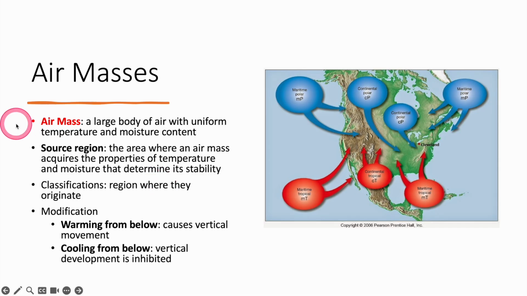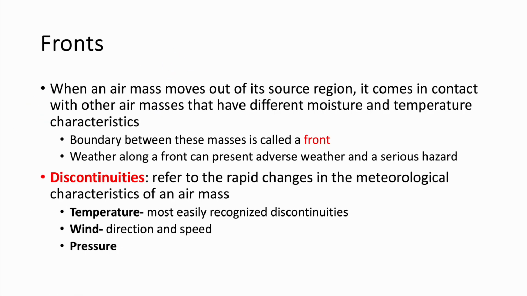So air masses, which I just mentioned, is a large body of air with uniform temperature and moisture content. So usually it's going to bring with it the contents of where it's coming from. So if it comes from a tropical area, it's going to bring warm, moist air with it. If it comes from a polar area, it's going to bring cold, dry air with it. So it's known as its source region. And then a front is going to be the boundary between these regions or these air masses.